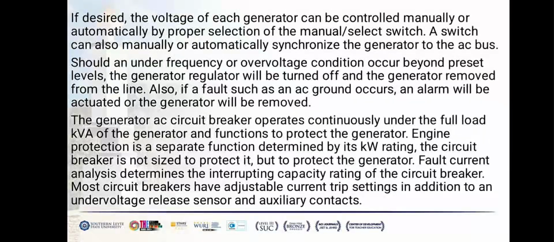If desired, the voltage of each generator can be controlled manually or automatically by proper selection of the manual select switch. A switch can also manually or automatically synchronize the generators to the AC bus. And the generator AC circuit breaker operates continuously under the full load kVA of the generator.